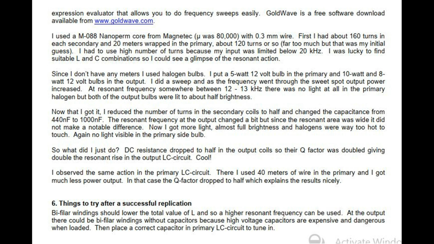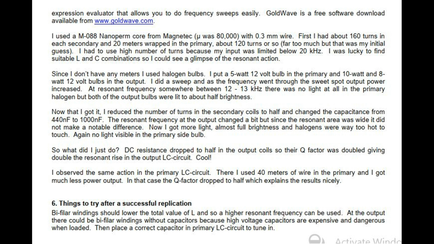So what did I just do? DC resistance dropped to half in the output coils, so their Q factor was doubled, giving double the resonant rise in the output LC circuit. Cool. I observed the same action in the primary LC circuit. There I used 40 meters of wire in the primary and I got much less power output. In that case the Q factor dropped to half, which explains the results nicely.